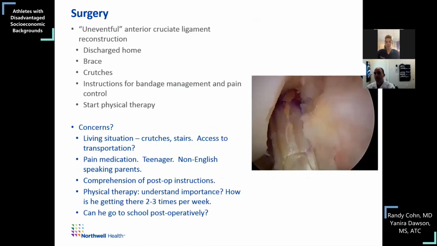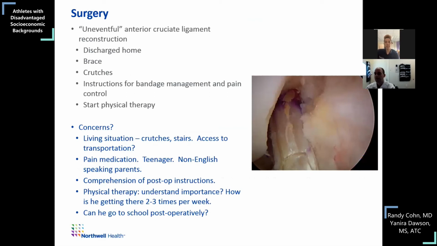So they choose to have their surgery. It's an uneventful ACL reconstruction. The patient's discharged home that day with a brace and crutches, instructions for how to manage the bandage and pain medicine, instructions on starting physical therapy. Again, this is communication. It's communication with the patient and the family. And there's concerns here as well, as there's been with every step of this patient's healthcare.